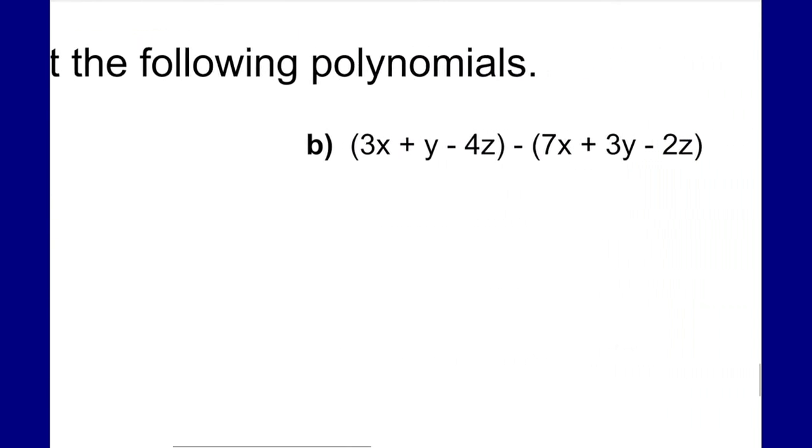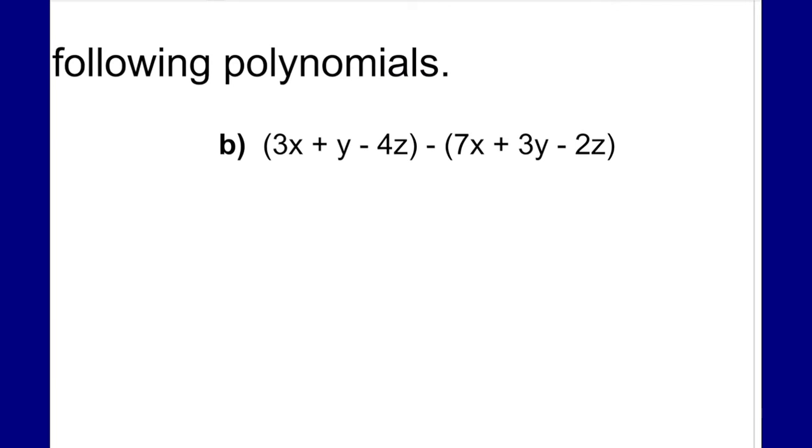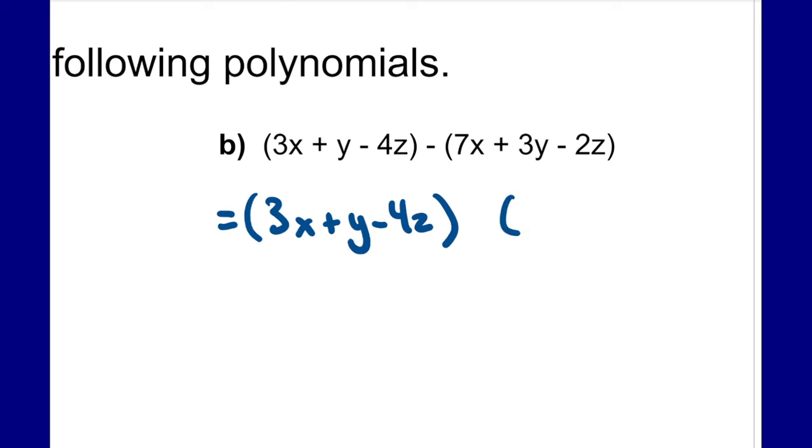Let's try another example. Same idea, except we have 3 terms in the bracket rather than 2, but the same rules apply. I see that I have a minus, so I'm going to leave the first bracket. It's 3x plus y minus 4z. In order to get rid of that minus, in the second bracket, I need to change the signs. So instead of a positive 7, it becomes a negative 7x. Instead of plus 3y, it becomes minus 3y. And instead of minus 2z, it becomes plus 2z.